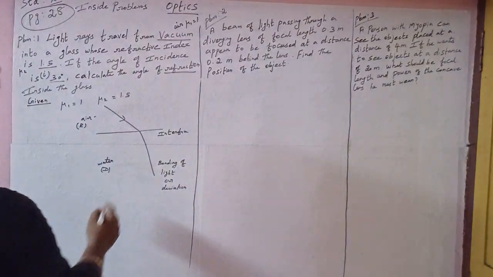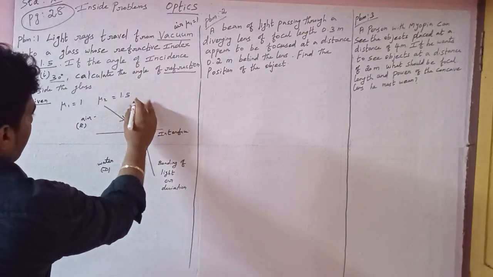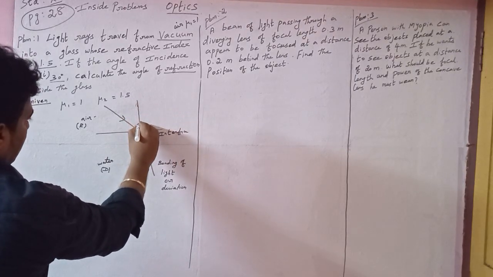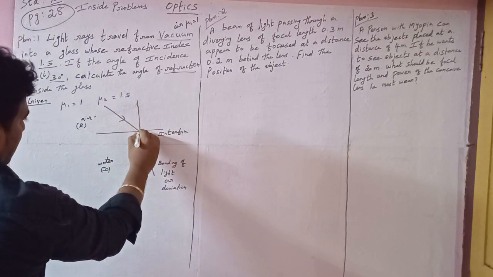Okay, so we have to find the angle by using the normal line. Okay, why do we have to draw the normal? Can you understand? This is a normal line.